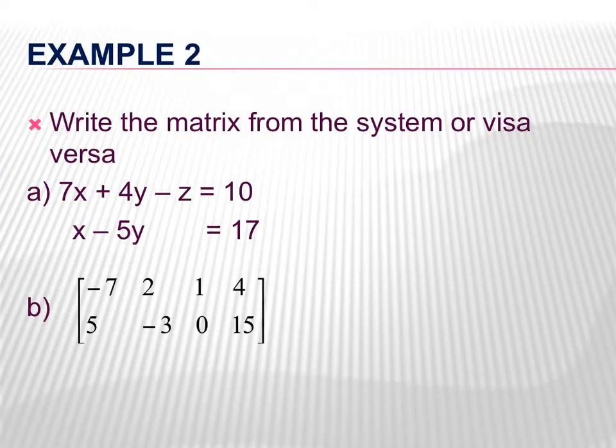All right, so example 2 just says write the matrix from the system or vice versa. What would be the first row of A in your matrix? 7, 4, negative 1, 10. Second row, 1, negative 5, 0. You have to have the placeholder there, 17. And again, you can put the 2 little dots to separate them out. You don't need them.